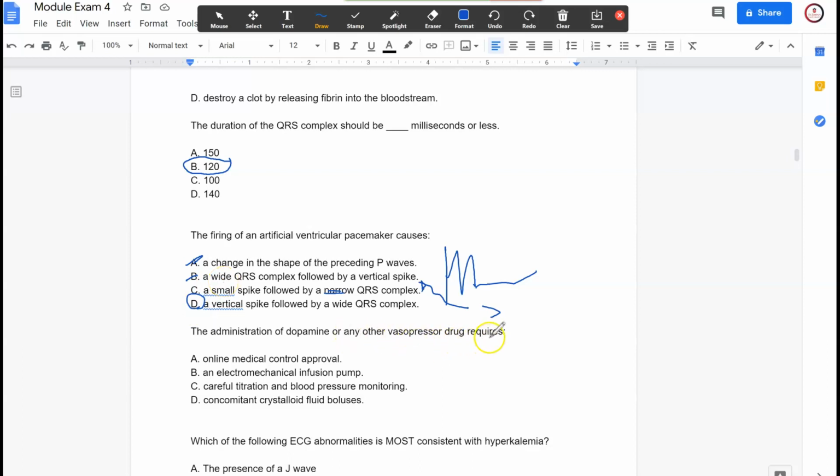Administration of dopamine or any other vasopressor drug requires online medical control approval. See, this right here is wrong because not everywhere would you have to necessarily call for dopamine. An electromechanical infusion pump, I mean, they did just put that into our protocols if available. So it's good medicine, but not the right answer here. Careful titration of blood pressure monitoring, yes. Concomitant crystalloid fluid boluses, no. Best answer, careful titration.